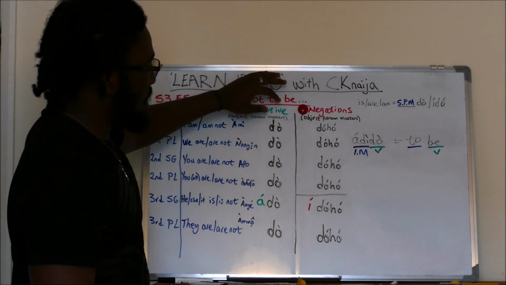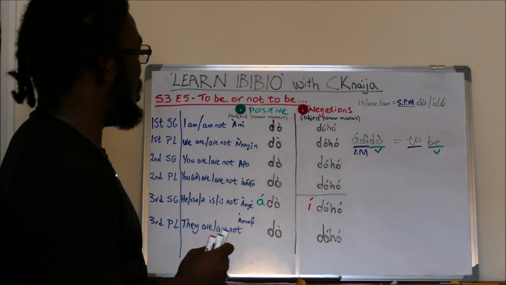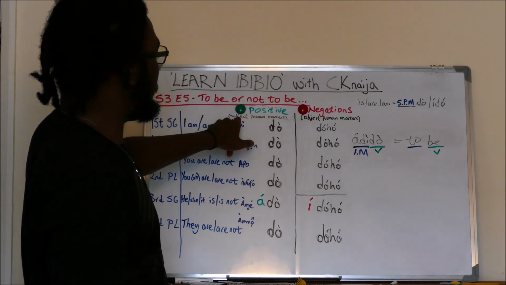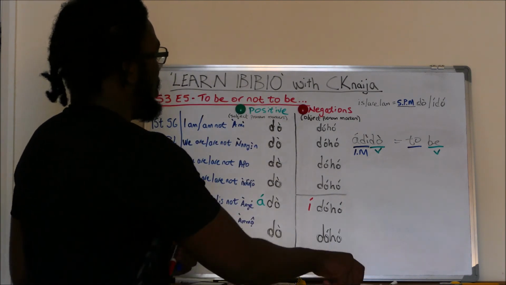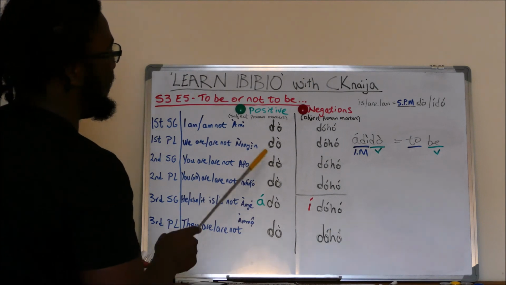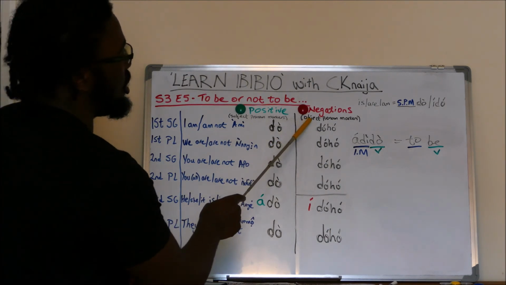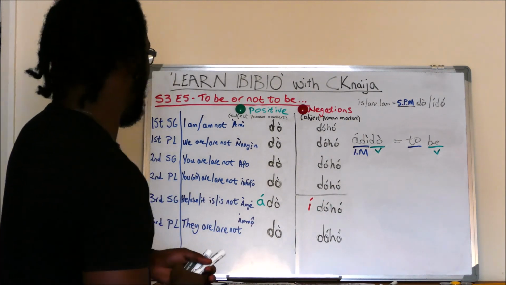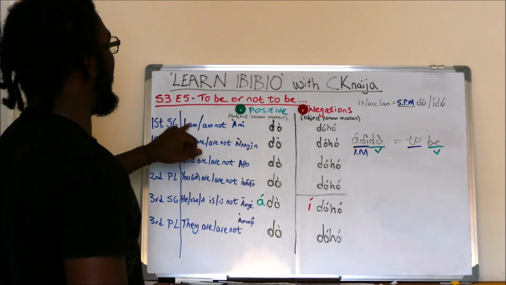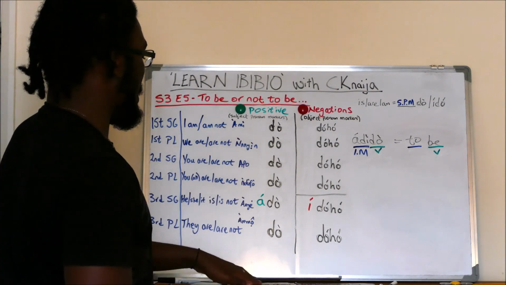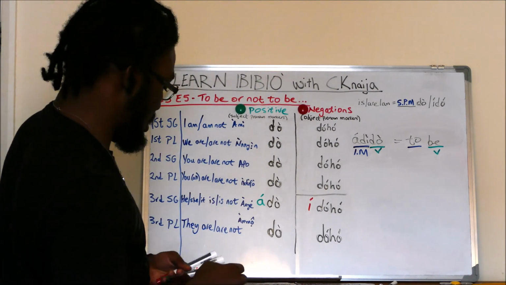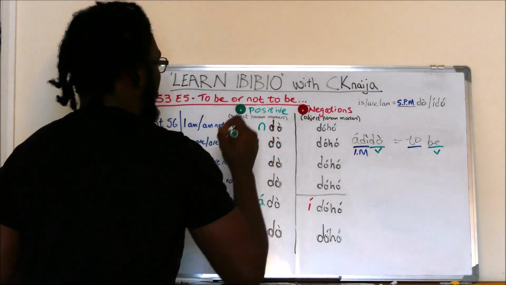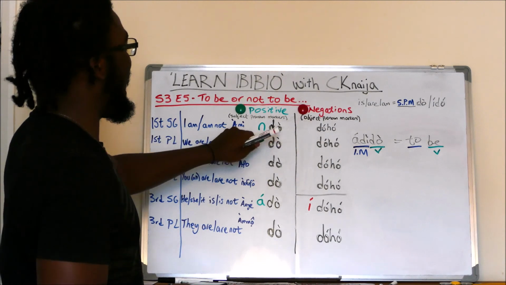So, one key clue is that the positive side is based on the subject pronoun marker, while the negative side is mostly based on the object pronoun markers, up to here where the line is. So for the first person singular, ami, going back to series 3 episode 1, we know that this is an N, right? Amindo, meaning I am.